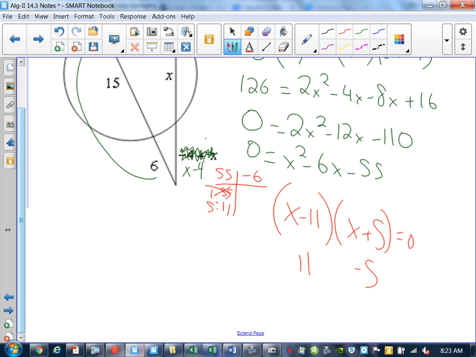Can I have a negative segment length? Nope. So I just cross off the negative 5 and go on my happy merry way.